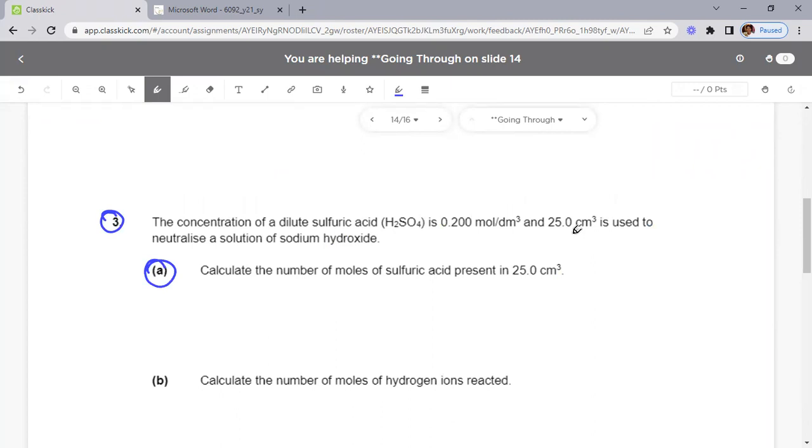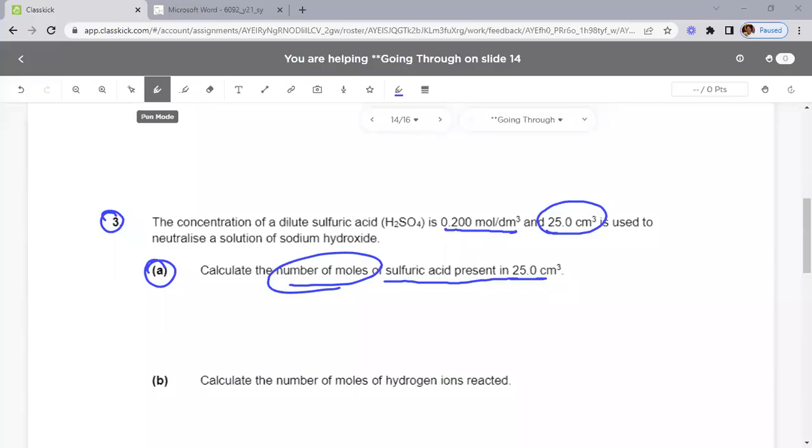Look at 3A. They tell you the concentration is 2 mole per dm cube, and 25 cm cube is used to neutralize. What's the number of moles of sulfuric acid present? So go and try 3A now. I'll give you about 1 minute. Think of which triangle you're going to use and how you're going to find it. Okay, let's go. That's the answer. Let's look at this question.